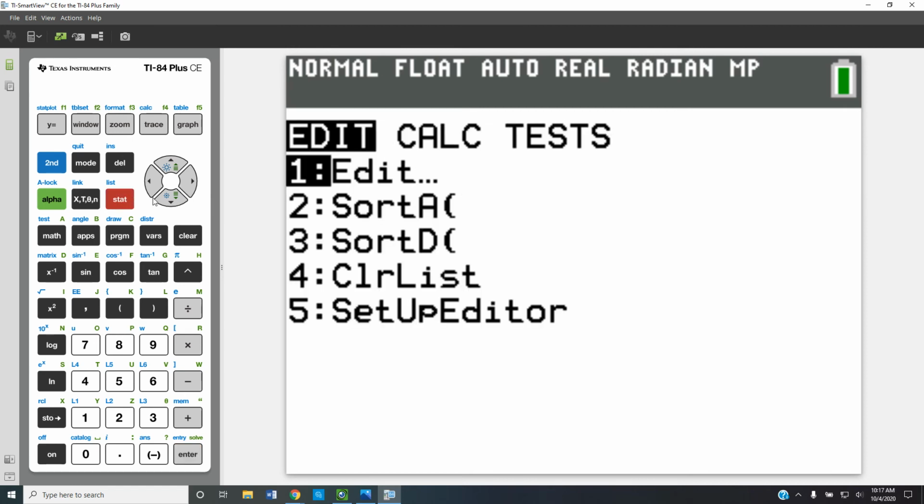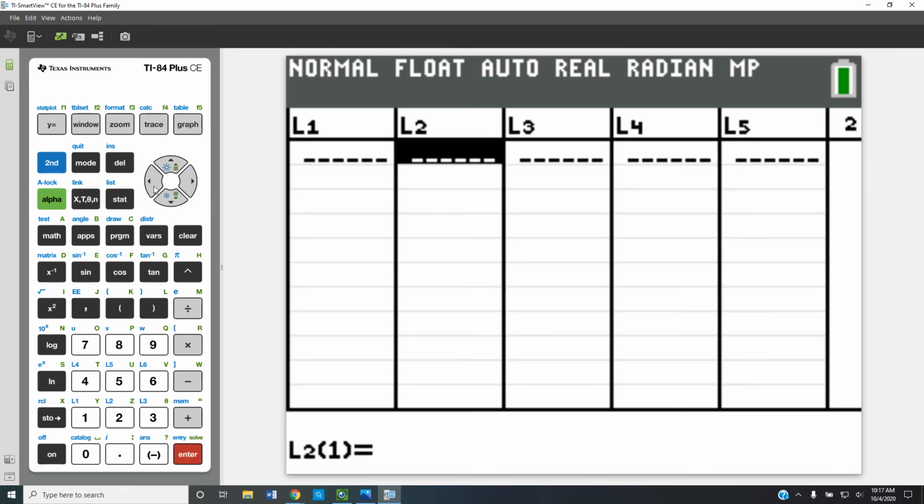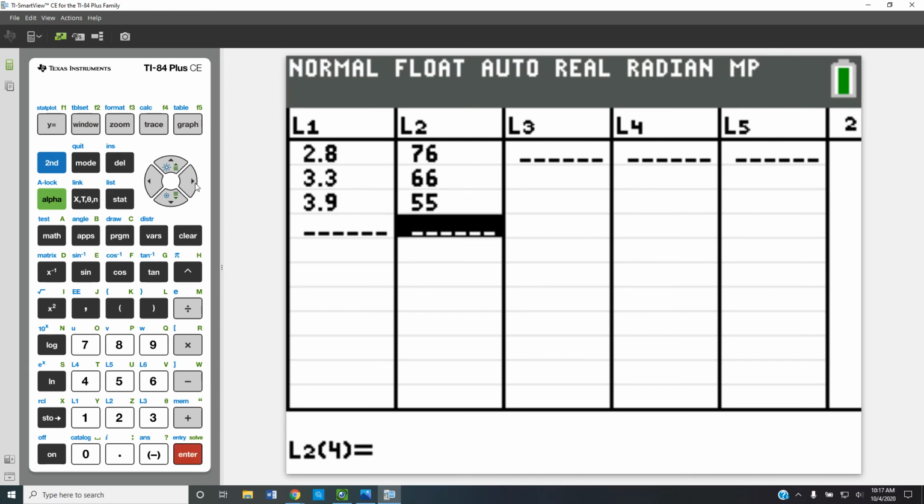So I'm going to go to stat. I'm going to go to edit, and I'm going to enter some numbers. So let's put in 2.8, put in 3.3, and let's put in 3.9. There's my first set of numbers. Then into the L2, 76, 66, 55. So you've got X in L1, you've got Y in L2.